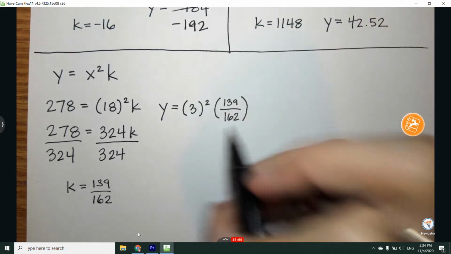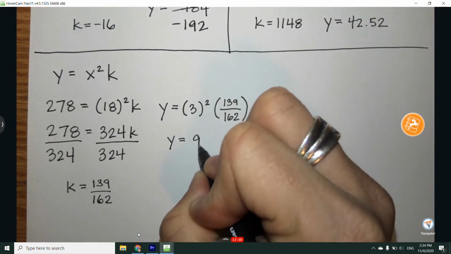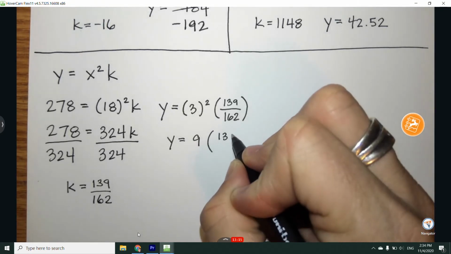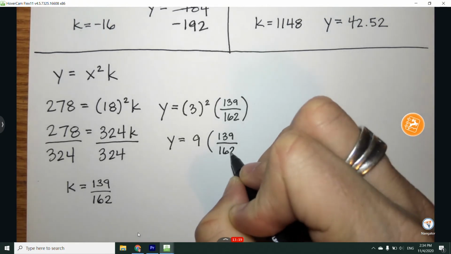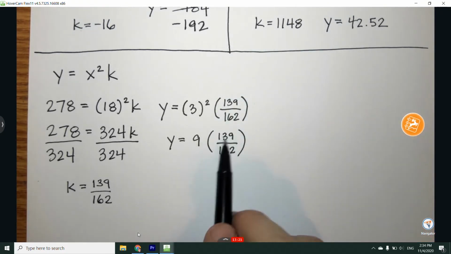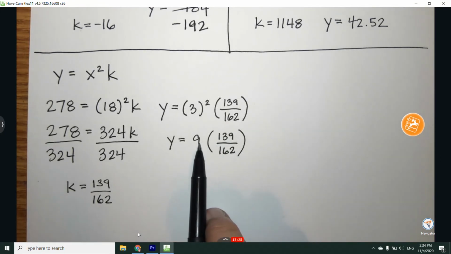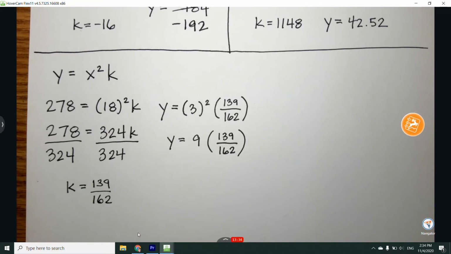Okay, so we can square our 3, which is 9. And then we're just going to be multiplying this 9 times this fraction. Now, the easy way to do this, if you don't have a fancy calculator, is to do 9 times 139 and then divide it by 162. You could actually do it in reverse too. You could take 9 and divide it by 162 and then multiply it by 139. You'll get the same answer no matter what way you do it.